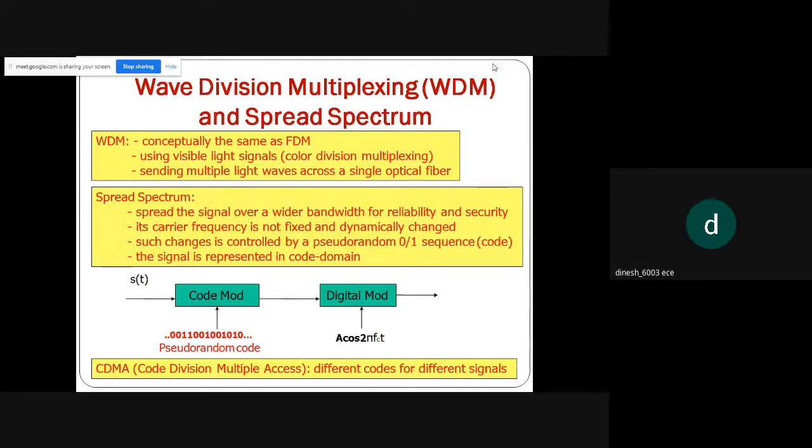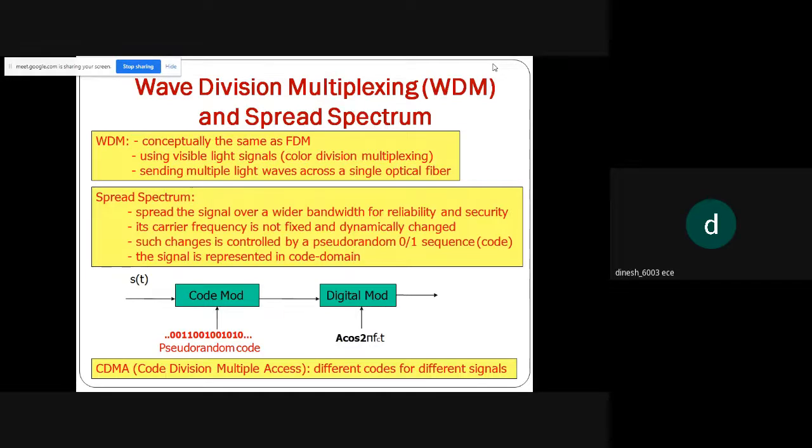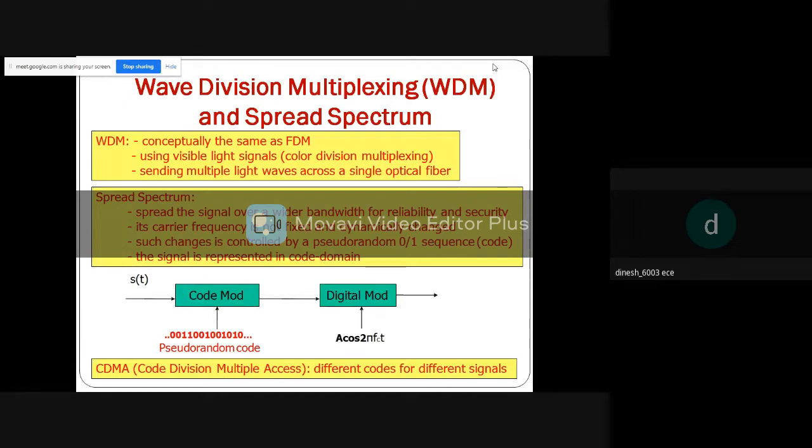Followed by WDM, we have the spread spectrum. Spread spectrum modulation is used as a system to combat jamming, eliminate errors and give a secure communication. So spreading the signal over a wider bandwidth for reliability and security is done in the spread spectrum modulation scheme.